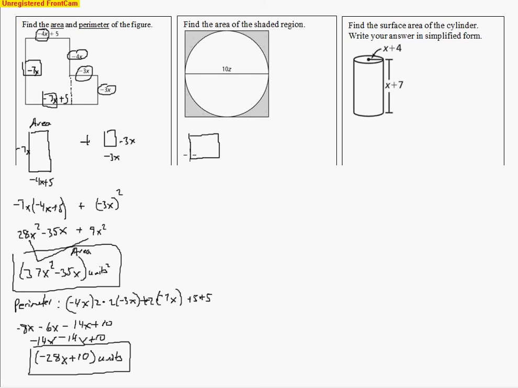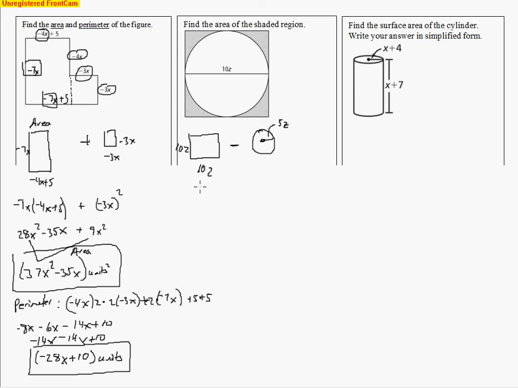Looks like the length is 10z. It's not xz, but 10z. Let's fix that. So we'll write down 10z, and we're going to subtract the circle. And the circle has a radius, and I'm going to cut that diameter in half, 5z. So I divided the 10 by 2 to get that number.